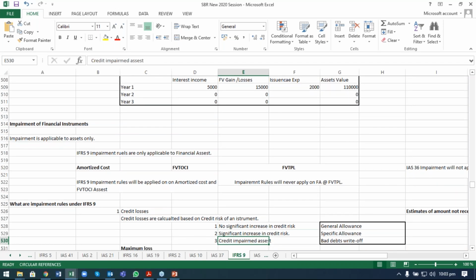A credit impaired asset is one where either the issuer of the document might have defaulted, or he might have explicitly told you that he is not in a position to pay you any further amounts except this amount.